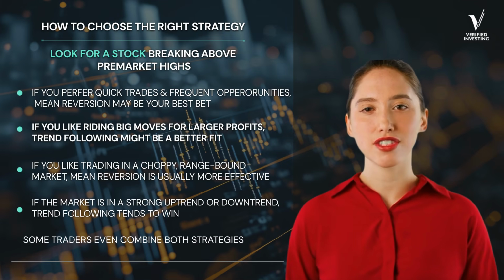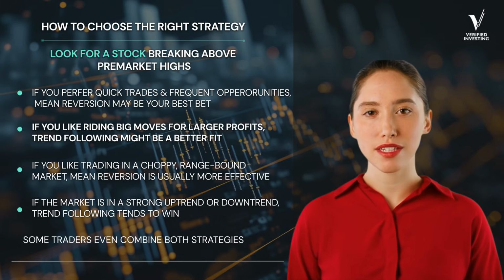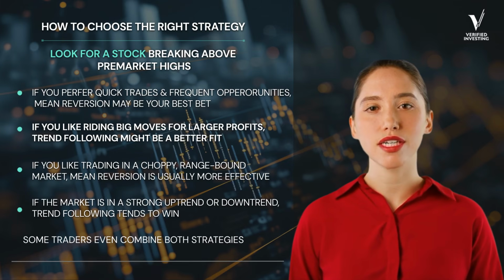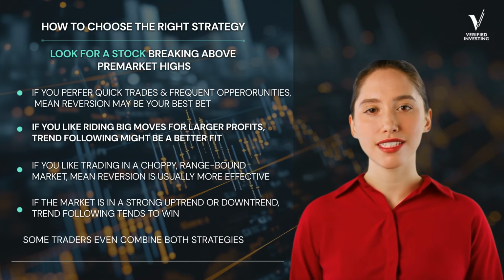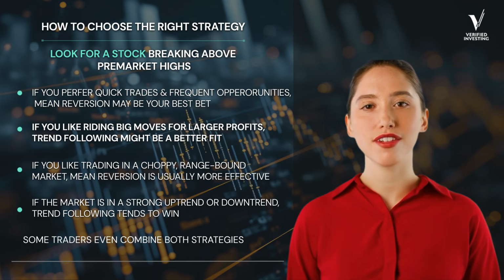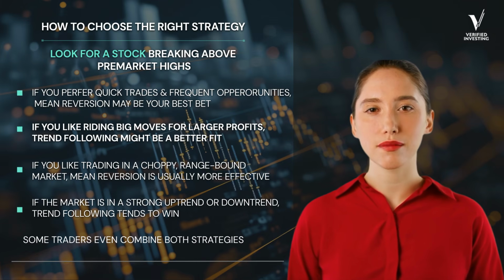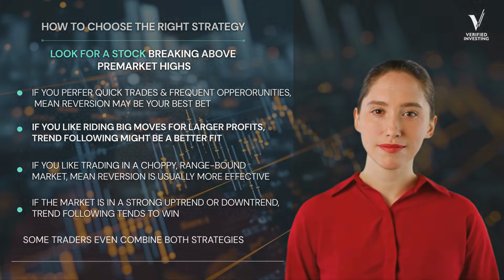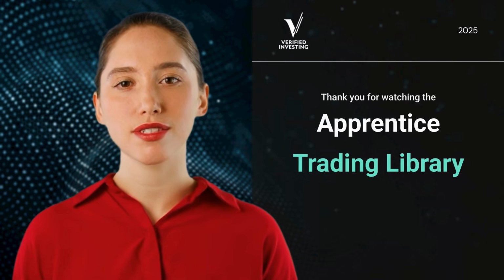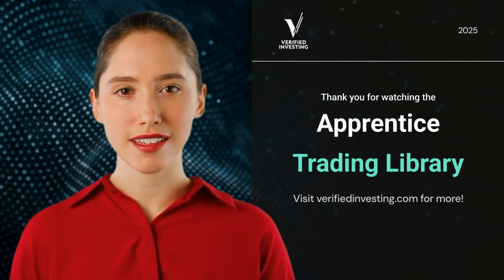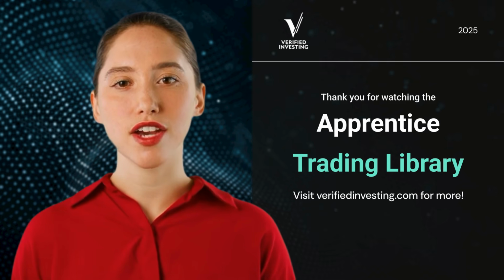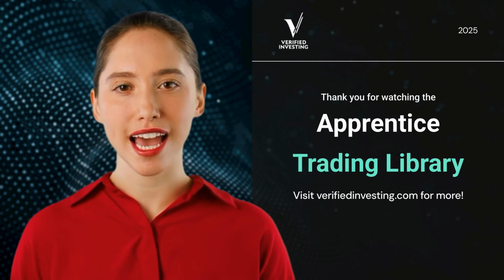If you're trading in a choppy, range-bound market, mean reversion is usually more effective. If the market is in a strong uptrend or downtrend, trend following tends to win. Some traders even combine both strategies, buying breakouts and trends while taking mean reversion trades in ranges. There's no single best strategy, only the one that fits your style and the market you're trading. Mastering both mean reversion and trend following gives you the flexibility to trade effectively in any condition.